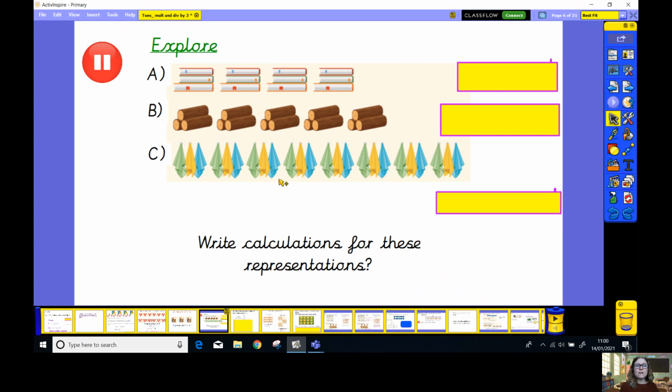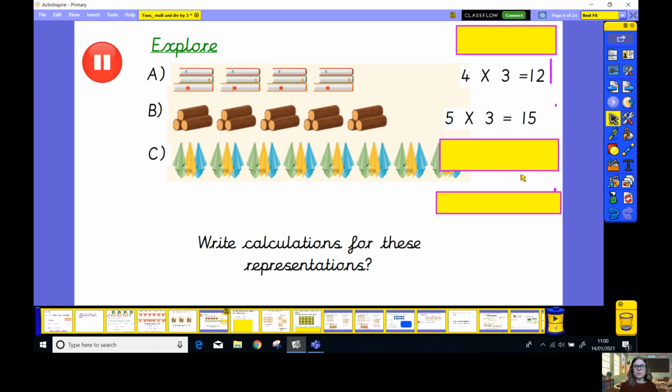Well done. So our first one, we have got 1, 2, 3, 4 groups of 3 books. So our calculation would be 4 times 3 equals 12. Our next one, we have got 1, 2, 3, 4, 5 groups of 3 logs. So our calculation would be 5 times 3 equals 15. And finally, we have got 1, 2, 3, 4, 5, 6, 7, 8 groups of 3. So our calculation would be 8 times 3, which would be 24.